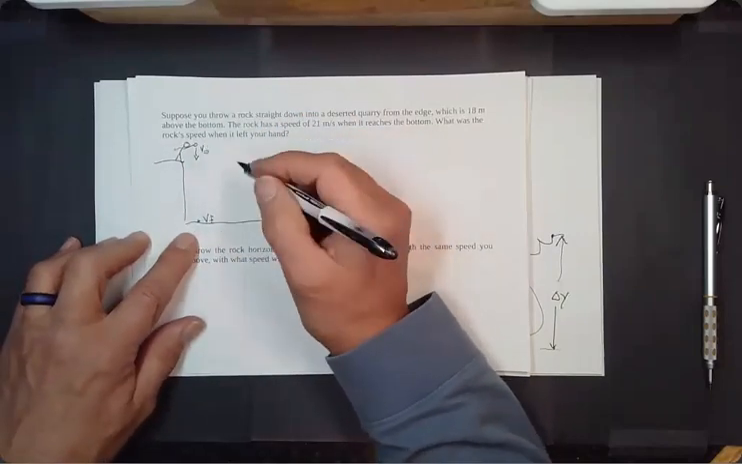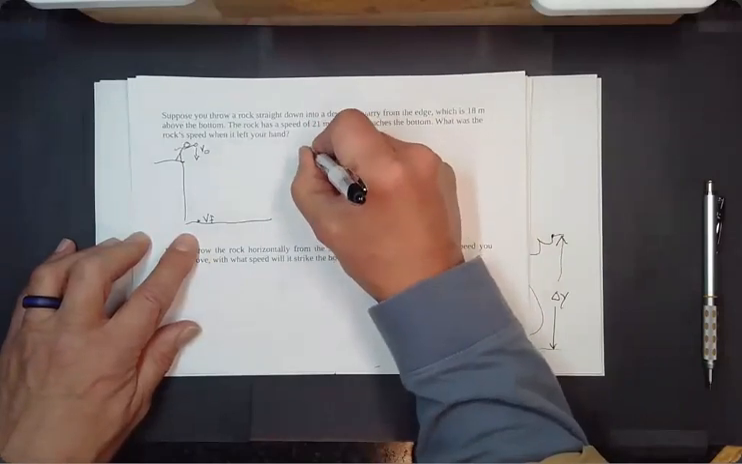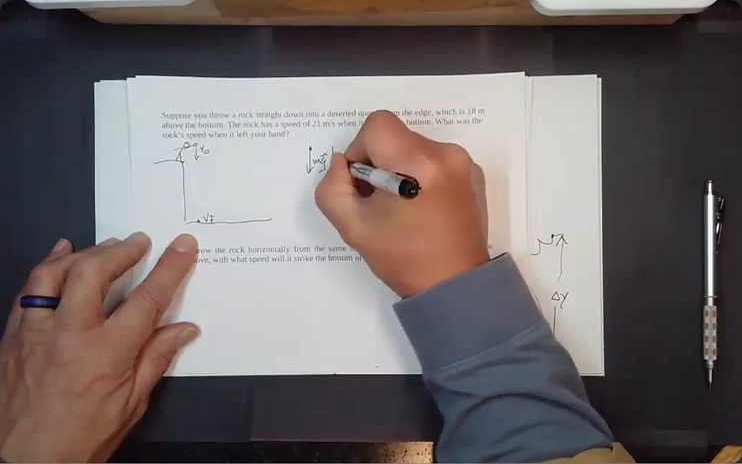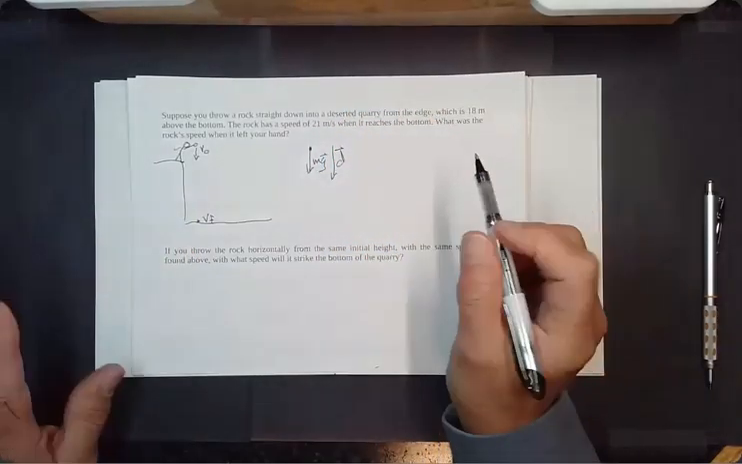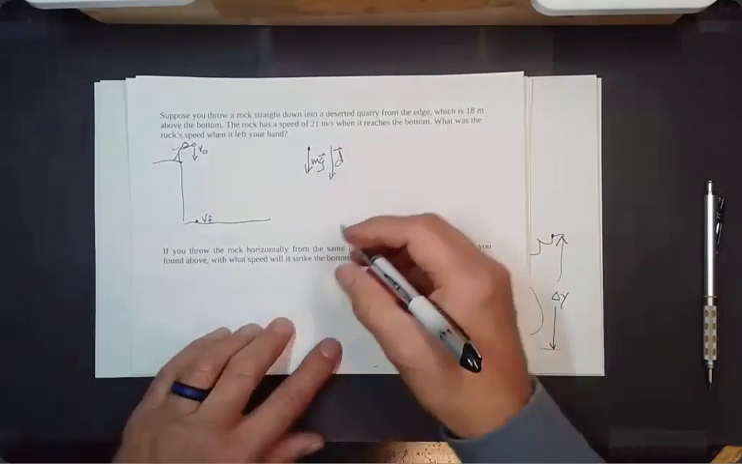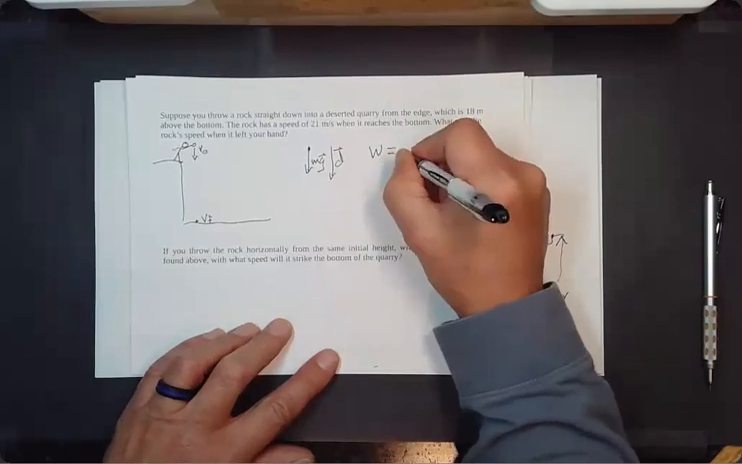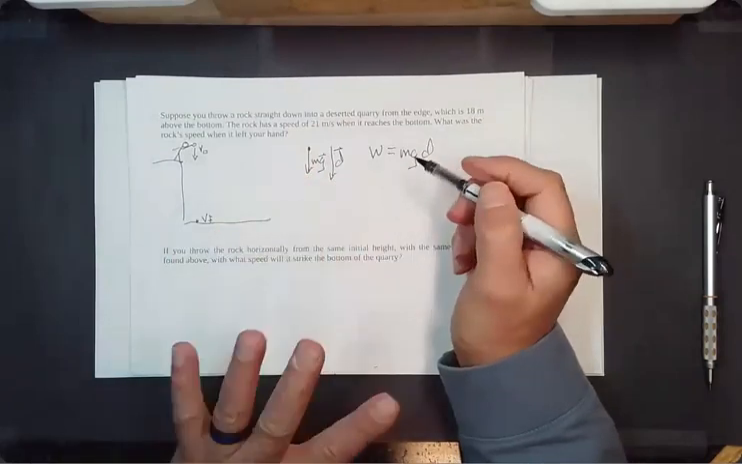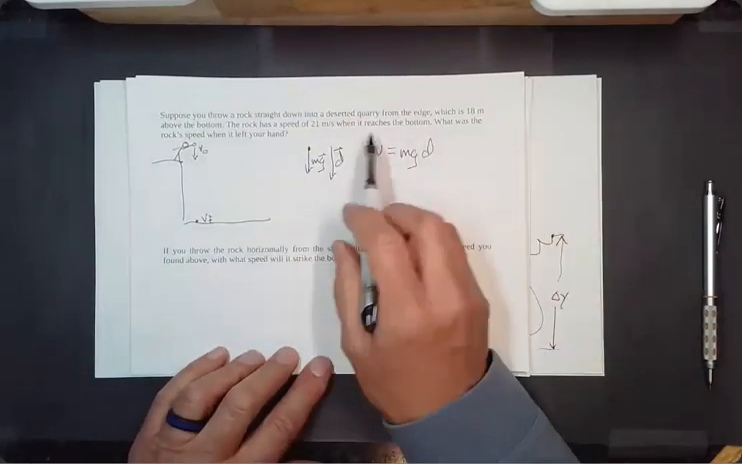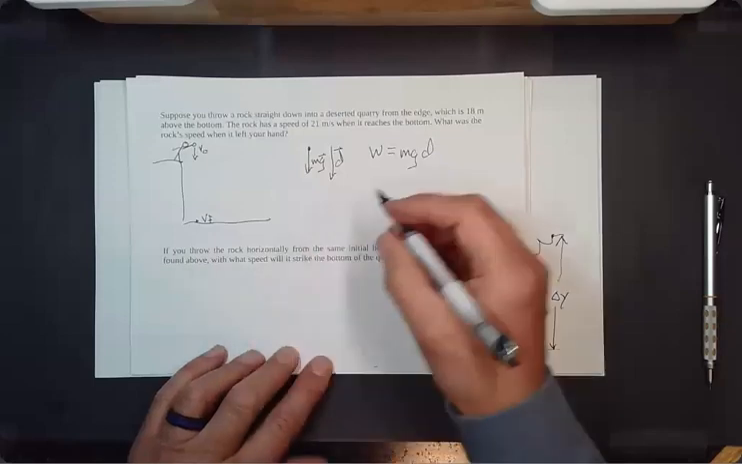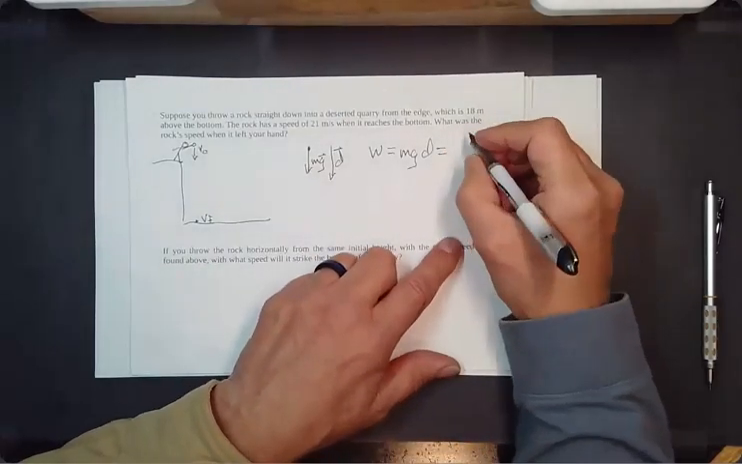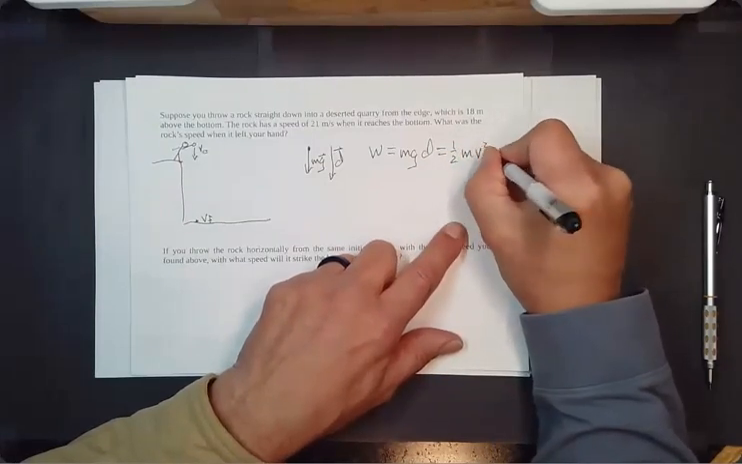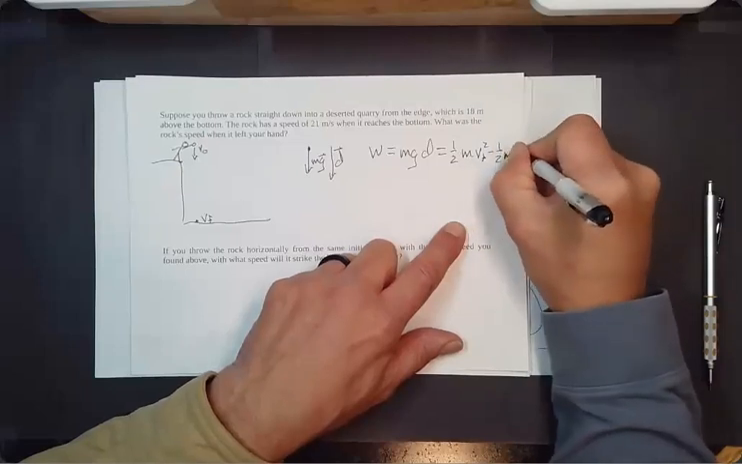Well, the work done on it on the way down, in this case, mg is going to be downward. So is the displacement. We don't have to worry about angles because they're both in the same direction. The work done by gravity is going to be mg times the displacement. They're both in the same direction, so it'll be a positive amount of work. And it was 18 meters. That will equal the change in kinetic energy, 1/2 mv final squared minus 1/2 mv naught squared.